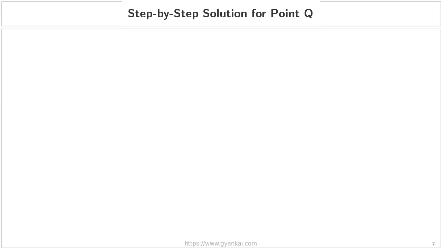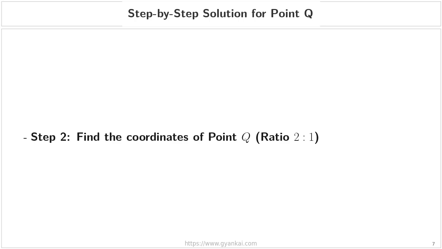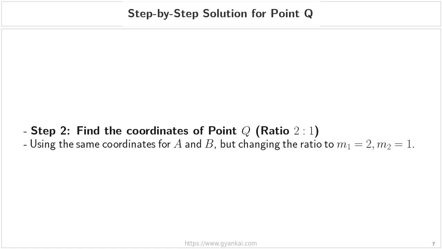Step-by-step solution for point Q. Now that we have successfully found the first point, P, let's move on to step 2, where we find the coordinates for our second point, Q. As we discussed in our earlier slides regarding ratios, point Q is the second point of trisection, meaning it sits closer to point B. Therefore, instead of using the 1 to 2 ratio we used for point P, we will now use the ratio of 2 to 1. We will use the exact same coordinates for A and B that we used in the previous step, where x sub 1 is 2, y sub 1 is -2, x sub 2 is -1, and y sub 2 is 10.